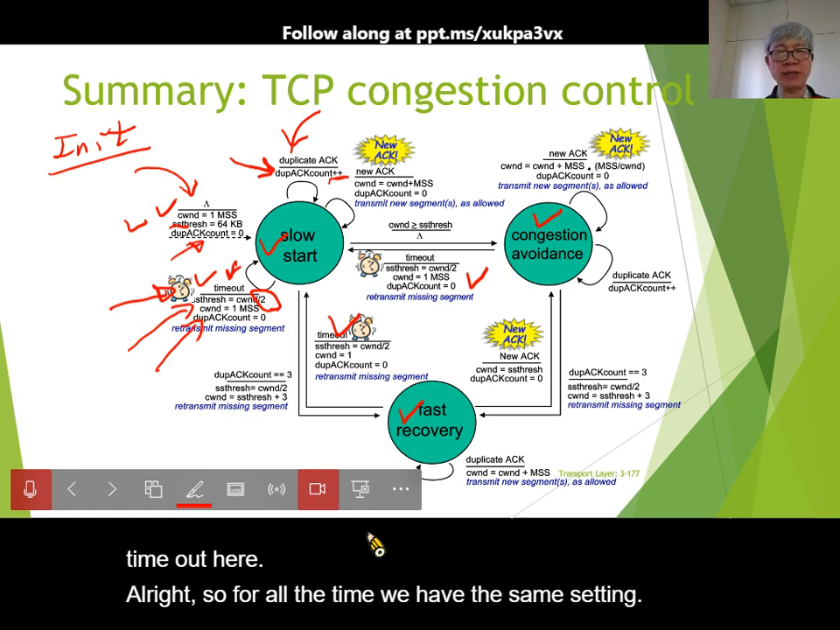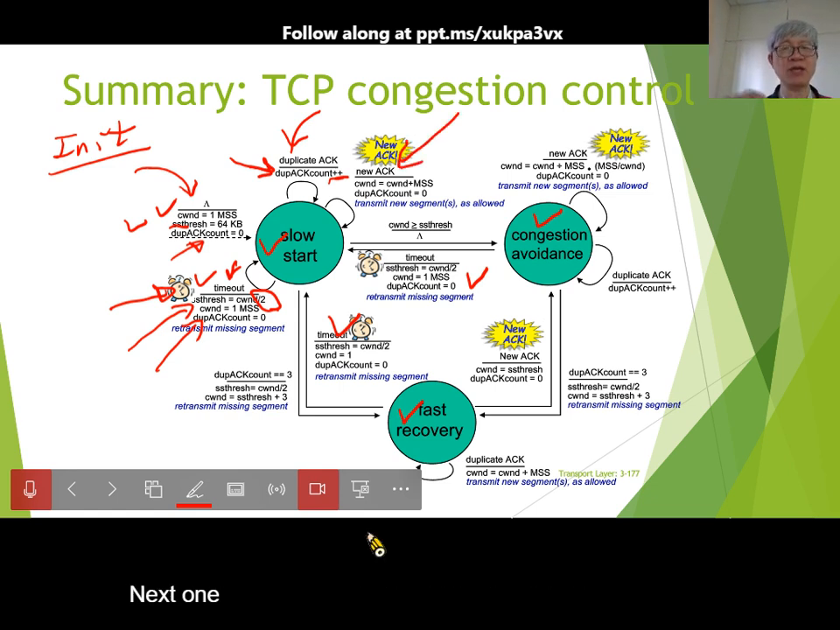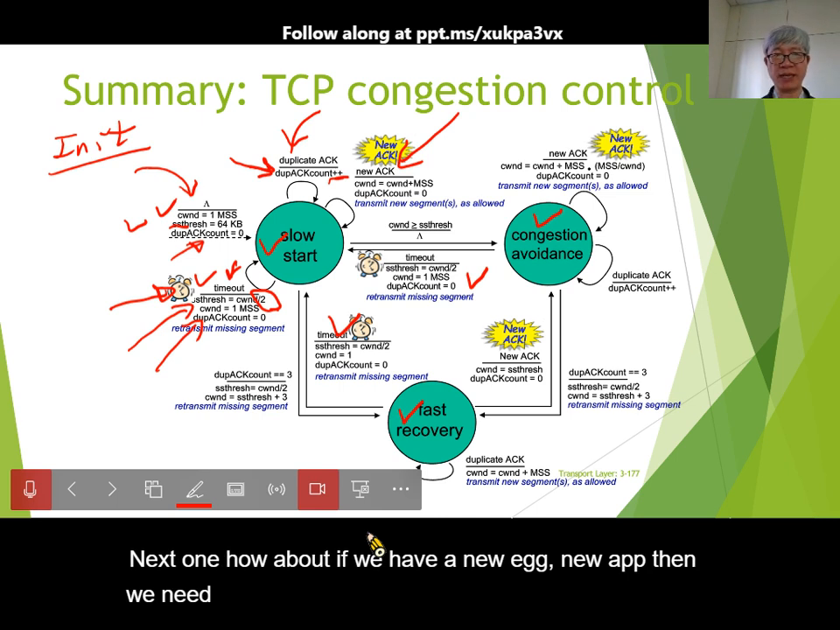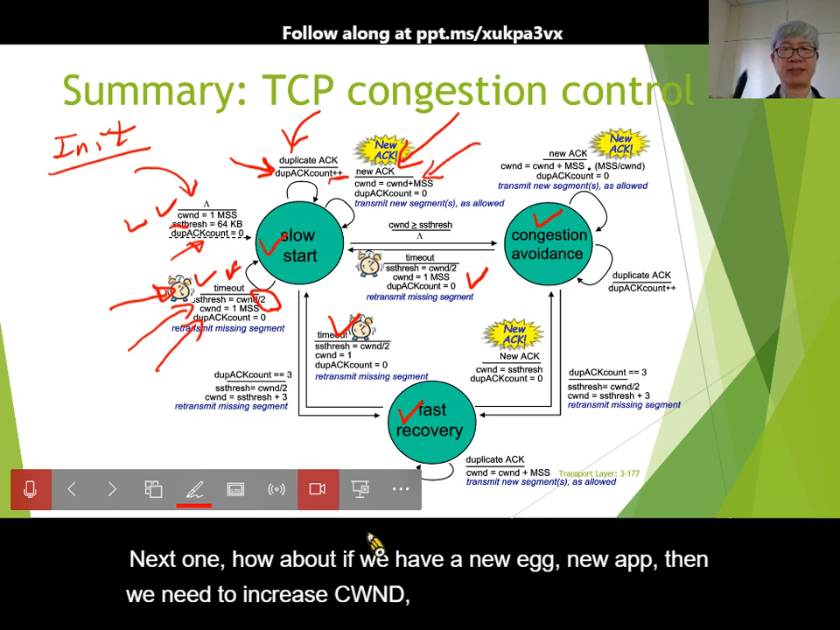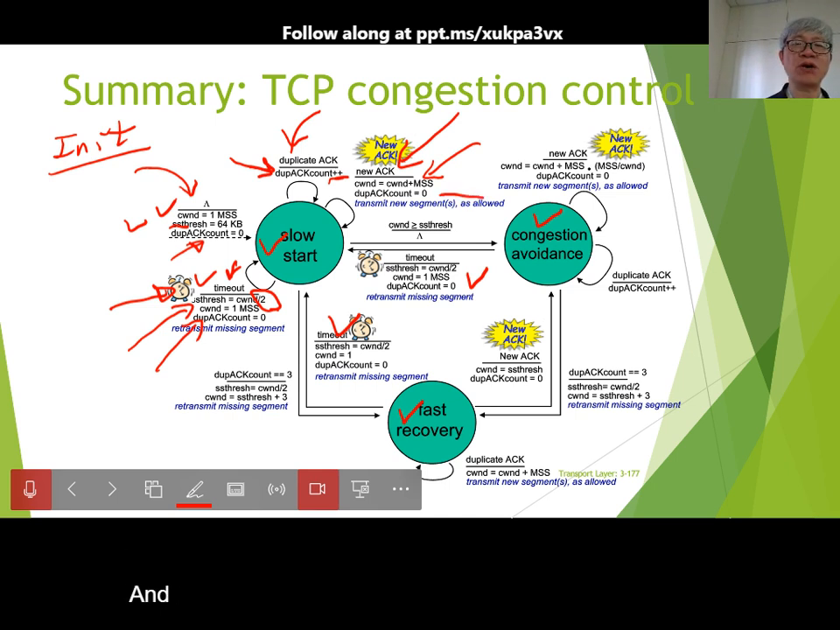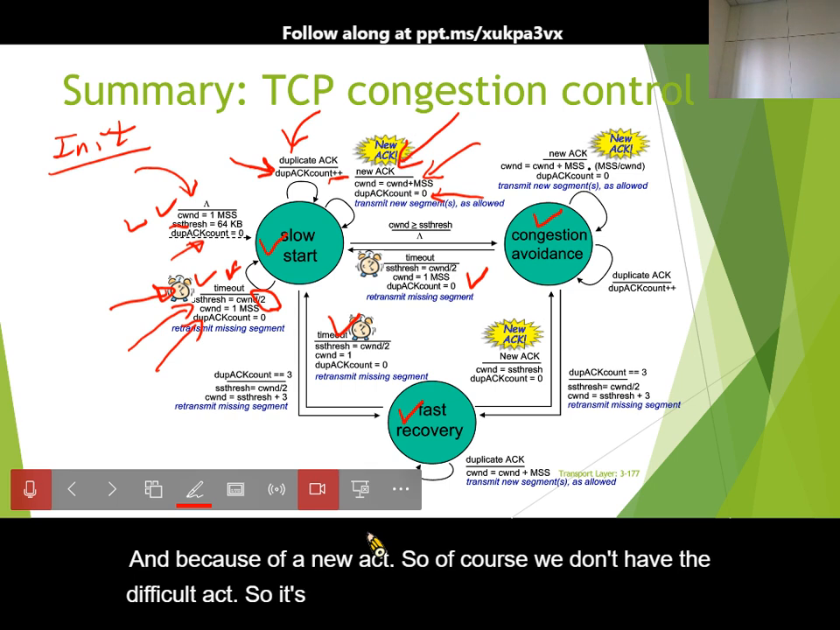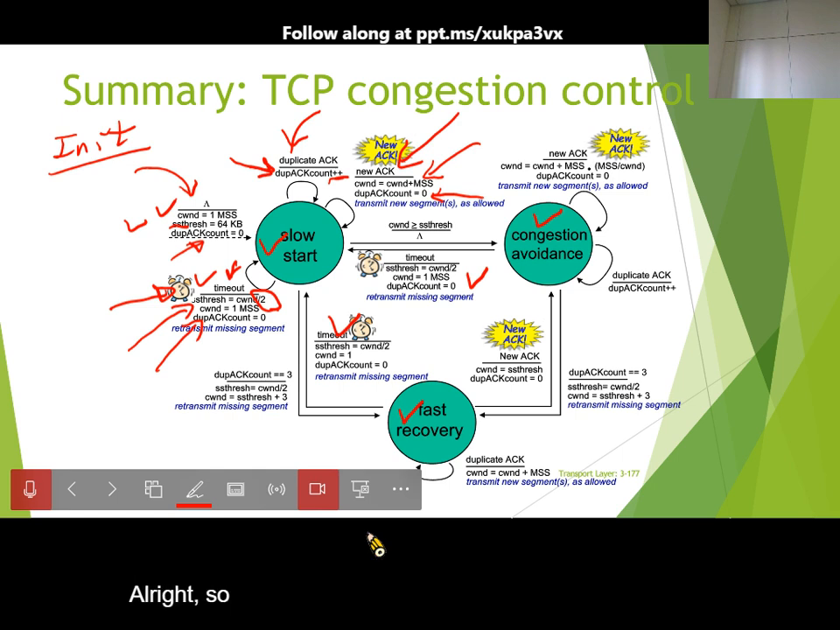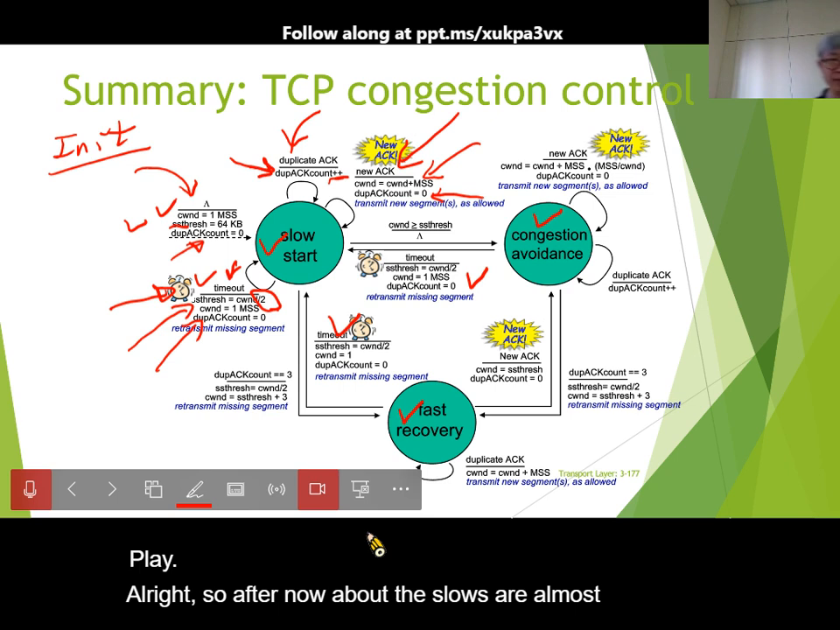Next one, how about if we have a new ACK? With a new ACK, we need to increase CWND, so increase it. And because of a new ACK, of course we don't have duplicate ACKs, so set the duplicate ACK count to 0. So the slow start is almost done. However, we have the final one, this one.